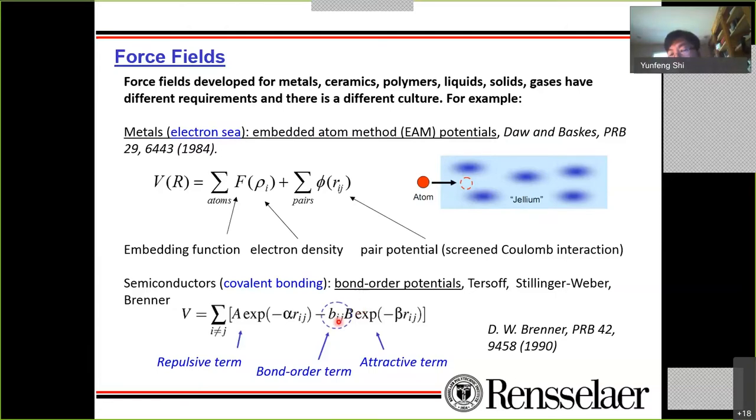The easiest way to think about bond order is just the number of neighbors. This is the simplest way you can think of. The effect of this is that once you have more neighbors, your equilibrium bond length will increase and your bond strength will decrease. If your neighbors are fewer, your bond length will be shorter and your bond strength will be stronger.